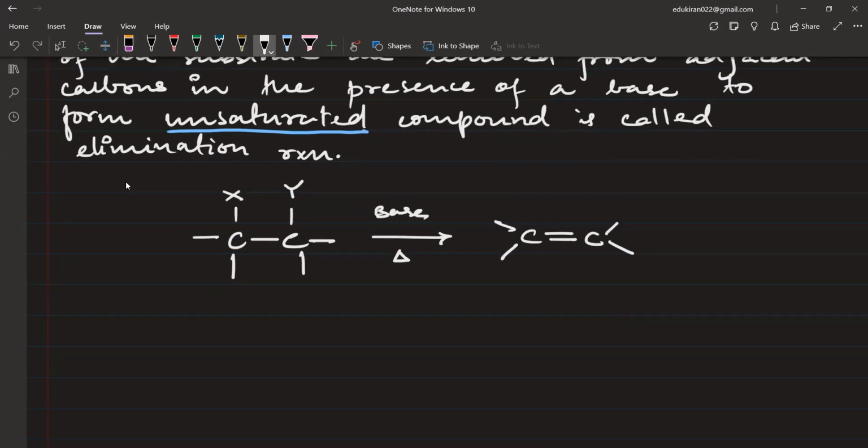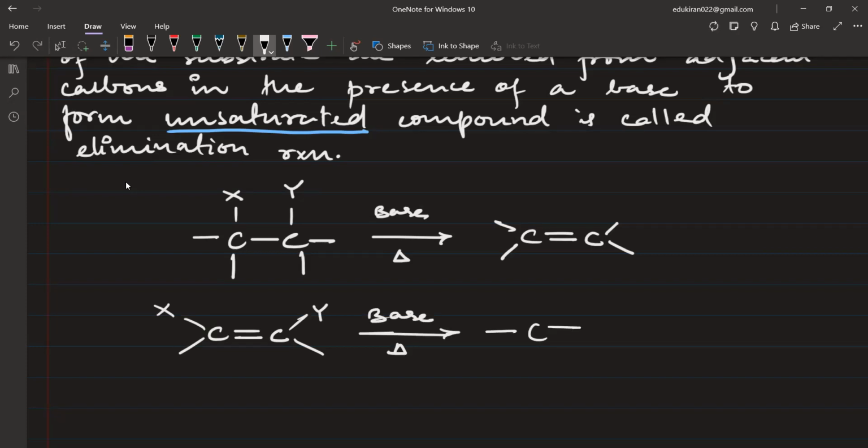The other case can be if you have something like this: carbon double bond carbon. Here you have X and Y in the presence of a base with some heat. You are going to get carbon, a single bond, and then a triple bond. Now this is also an example of elimination reaction because we are going from double bond to triple bond. So the unsaturation is increasing. So whenever the unsaturation increases, we see that it is an elimination reaction, between the carbon atoms.